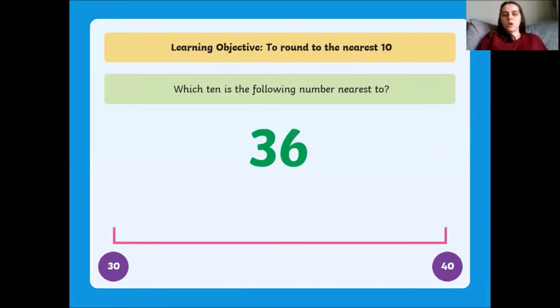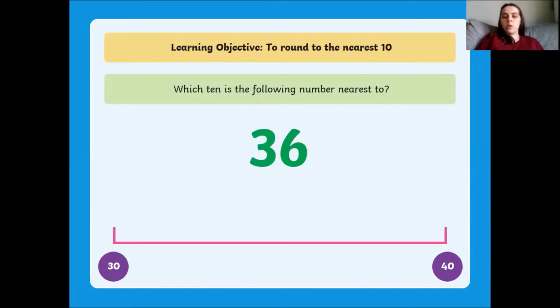So this question is going to ask us to round to the nearest 10. We'll just warm ourselves up. Which 10 is the following number nearest to? I always find it's easier to use a number line for this. We're looking at the number 36, so I'm rounding to the nearest 10. I can think about my two options. The 10 before 36, if I was rounding down, is 30. The 10 after 36 is 40. So 36 is between 30 and 40, but I've got to figure out which one it is nearest to.